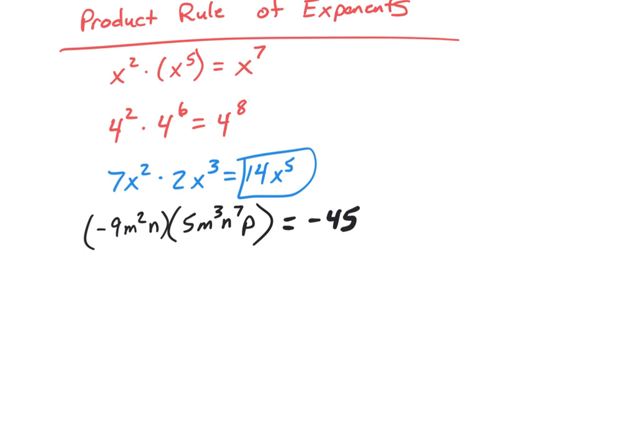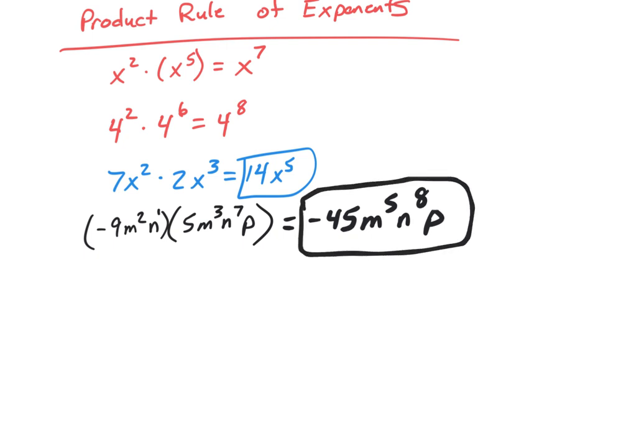All right, so negative 45, m to the second, m to the third is going to be m to the fifth, n to the first, and n to the seventh would be n to the eighth, because we've got to remember that there's an assumed 1 on that end. And then the first parenthesis does not have a p, but the second one does, so it just stays p. And that's it. That'd be our answer. Okay, so that's what we call the product rule of exponents.